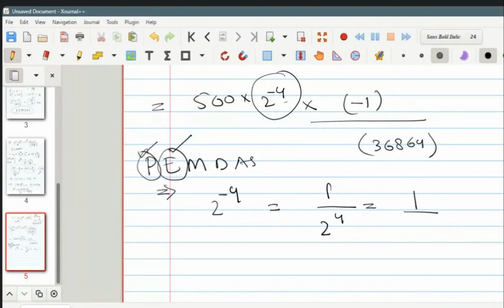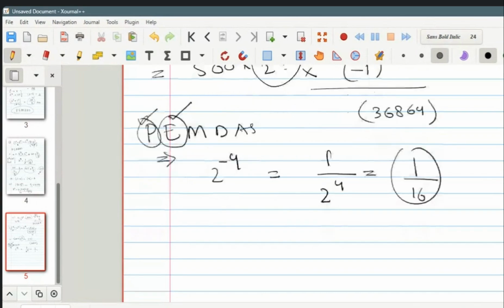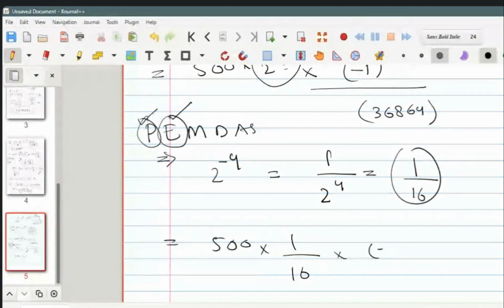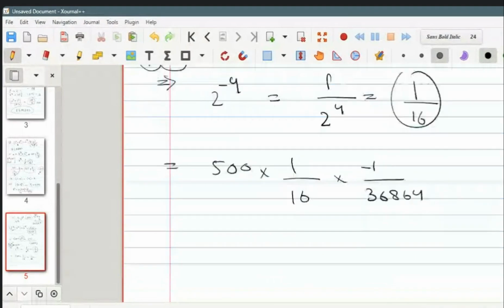Yes. Okay. So this is 16 actually, 1 over 16. Okay. So please write the question like this, in simplified form. Now the question becomes very simplified, and we have 36864. Now we can easily multiply it.